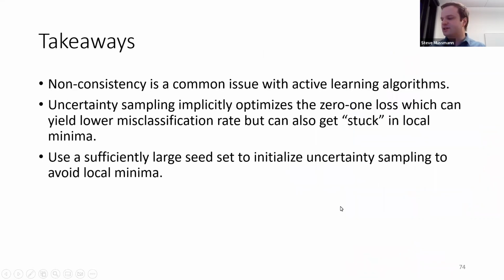So the takeaways from this section are that non-consistency is a common issue with active learning algorithms since we're changing the data distribution. Uncertainty sampling implicitly optimizes 0-1 loss, which can yield lower misclassification rate, but it can also get stuck in local minima. And our recommendation to avoid these local minima is to use a sufficiently large seed set, not just 2 or 3 points, but rather maybe a few hundred points to initialize uncertainty sampling so that we start with a better initialization.